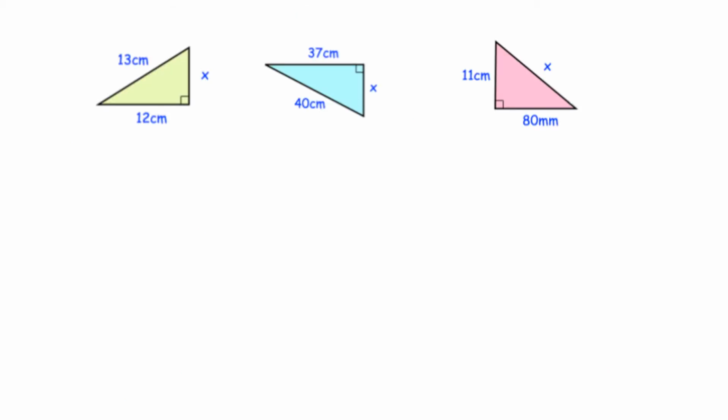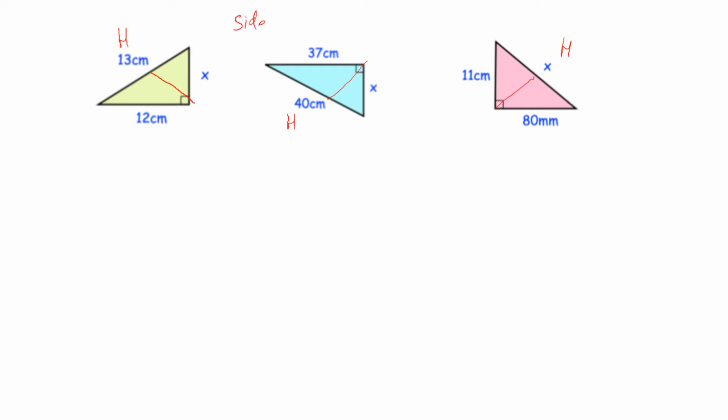So what about these? Why am I putting these as different questions? Well, you do have to be careful about which side you say the hypotenuse is. It's not always the x. It is always the side that is opposite the right angle. So our hypotenuse is the 13 on that first triangle. It's the 40 on the second triangle, and it is the x on the third triangle.